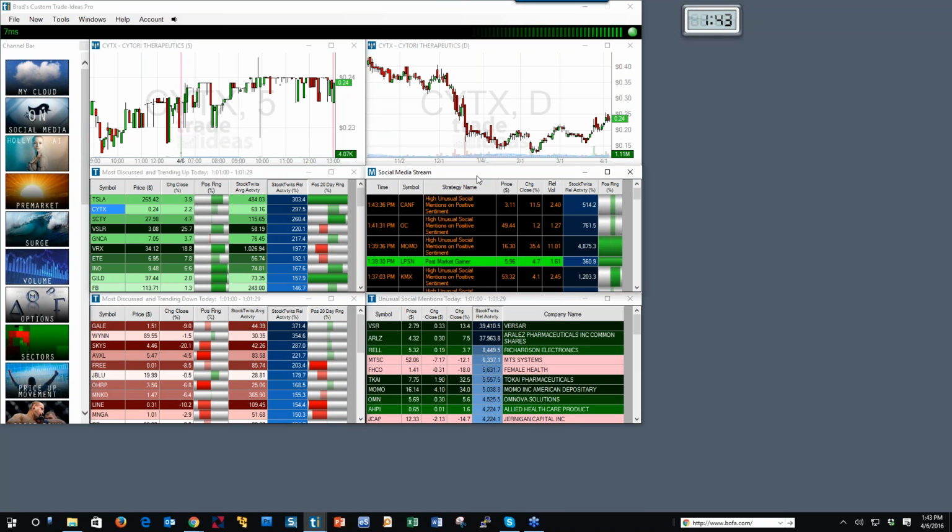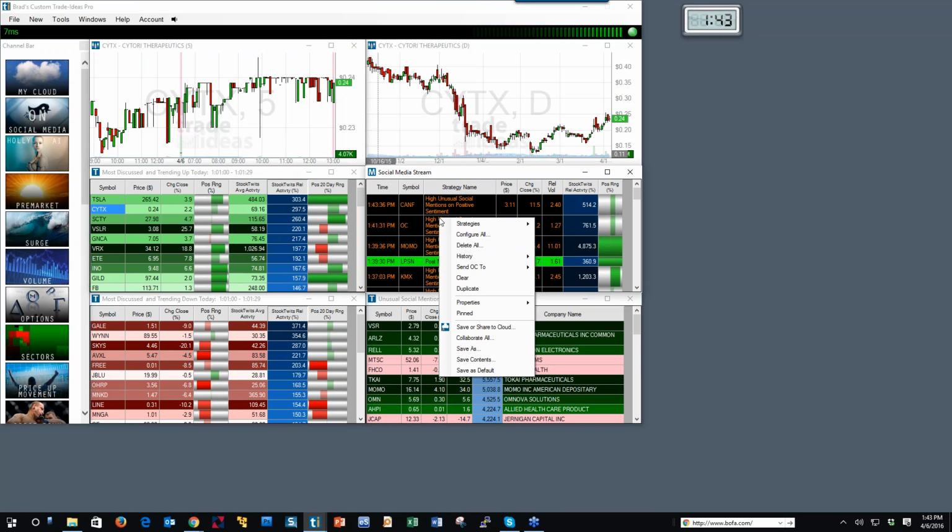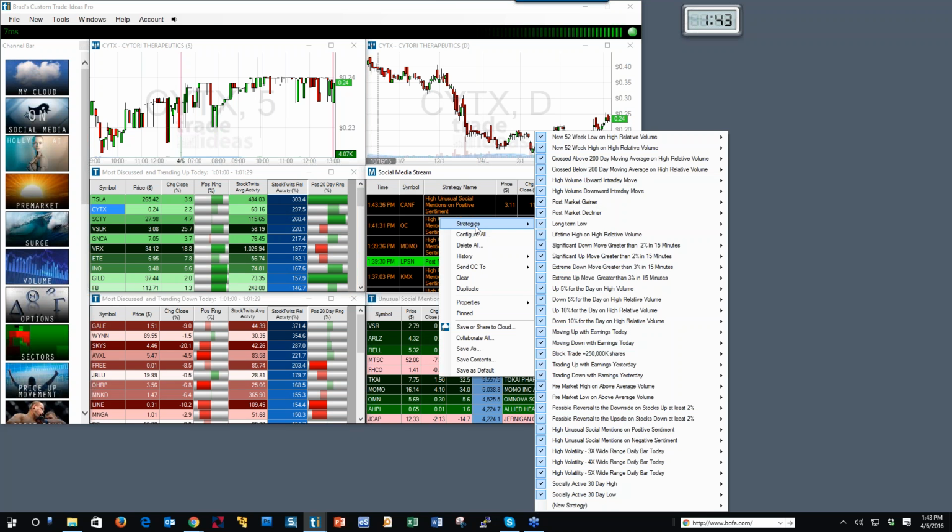And then we have a social media stream, and this happens to be a multi-strategy window. The type of window that it is indicated by that icon in the upper left corner. The multi-strategy window is really one of the most powerful windows that we have in the software, because while it's only taking up a small section of space right here, it really has about 25 different strategies that it's looking at. So when any one of these strategies triggers an event, it's going to go ahead and send that notification to the top of the window.